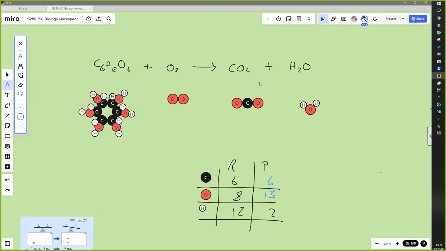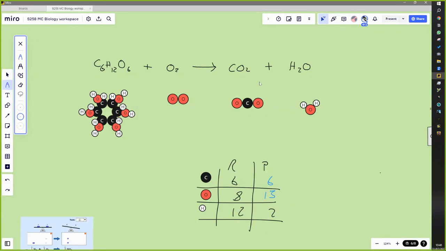So, for example, at the moment it seems to be suggesting that for every one molecule of glucose that reacts with one molecule of this, we produce one molecule of that and one molecule of that. So the ratio would be 1 to 1 to 1 to 1. That clearly can't be the case because of the number of atoms. We can also demonstrate this in a table down here.